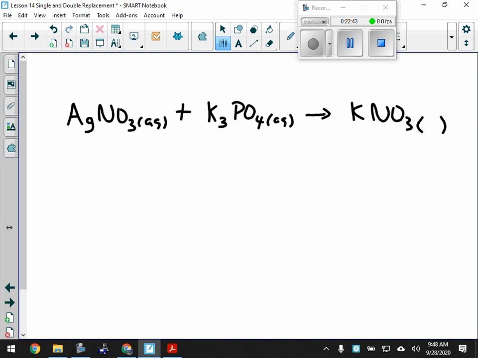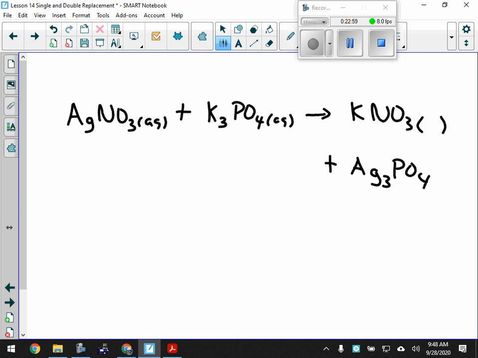And I'll just leave that there. And then I'm going to put silver and PO4 together. Silver is a 1 plus. PO4 is a 3 minus. So I'm going to put that there, right? Swap and drop. 1 goes over and down. I don't write it. 3 comes over, etc.